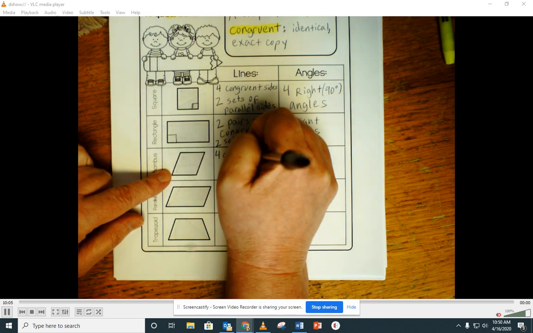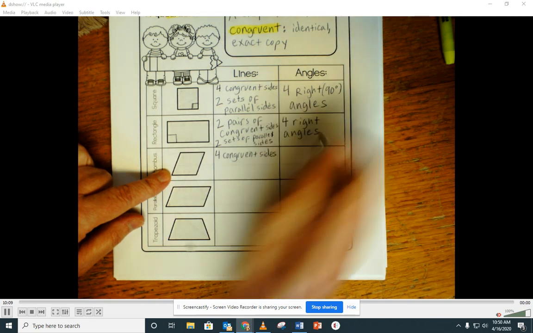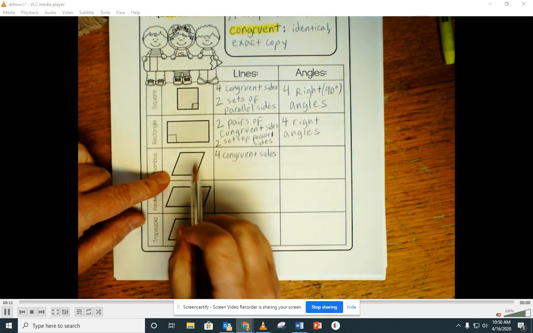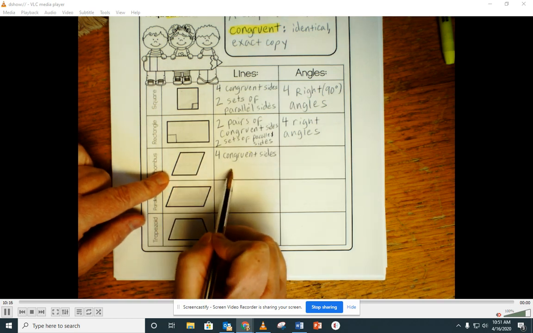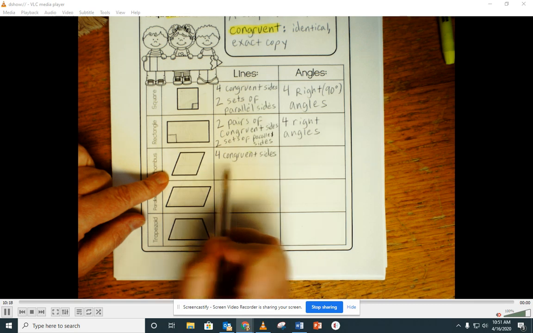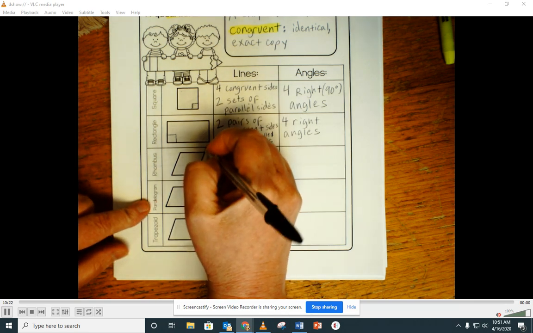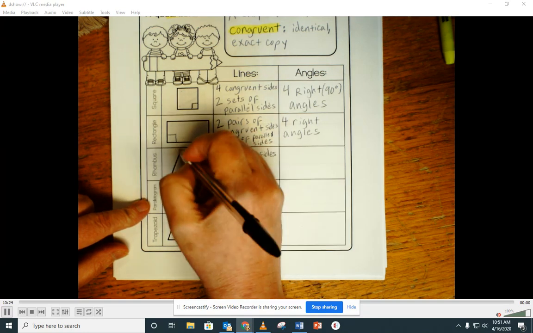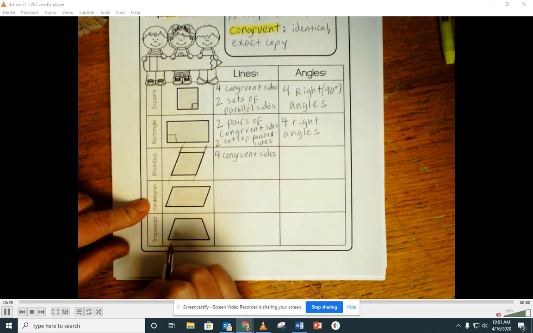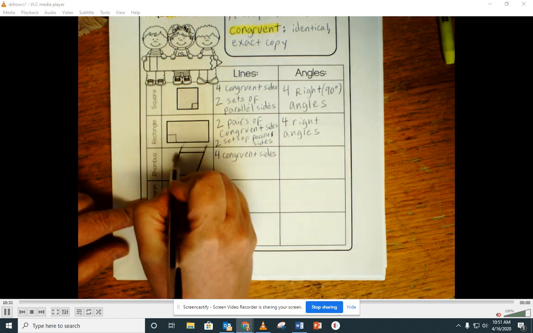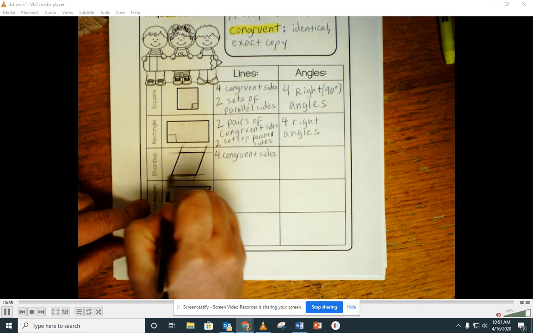And remember, congruent means identical. So in this case, identical means that we have sides that are identical in length. And we have two sets of parallel lines. So if I continued these lines, you can see that the left and the right are parallel to each other, and the top and the bottom are parallel to each other.